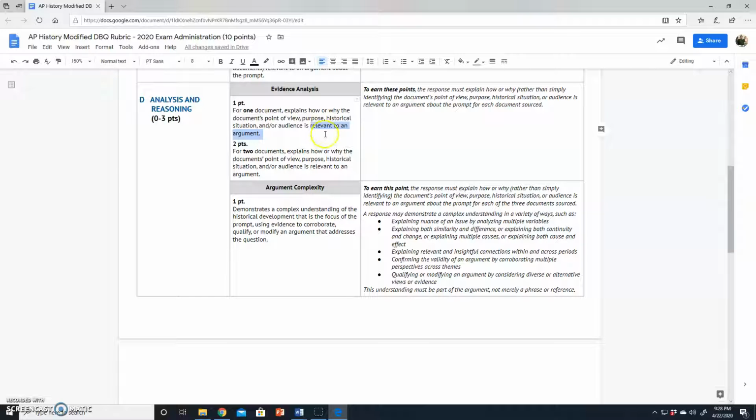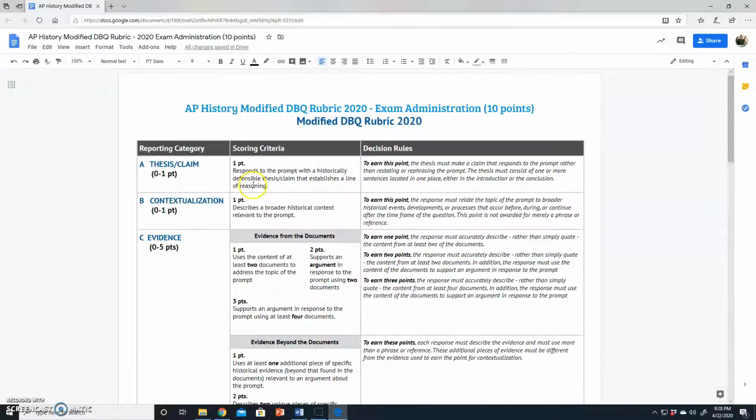And finally, if you're going to get complexity, the unicorn point, what does it have to be? You have to have a nuance in your argument. It has to have a modification to your argument. So your thesis is the driving point of your essay. If you don't have a thesis, you really are not going to have a passing grade. I hate to break it to you.